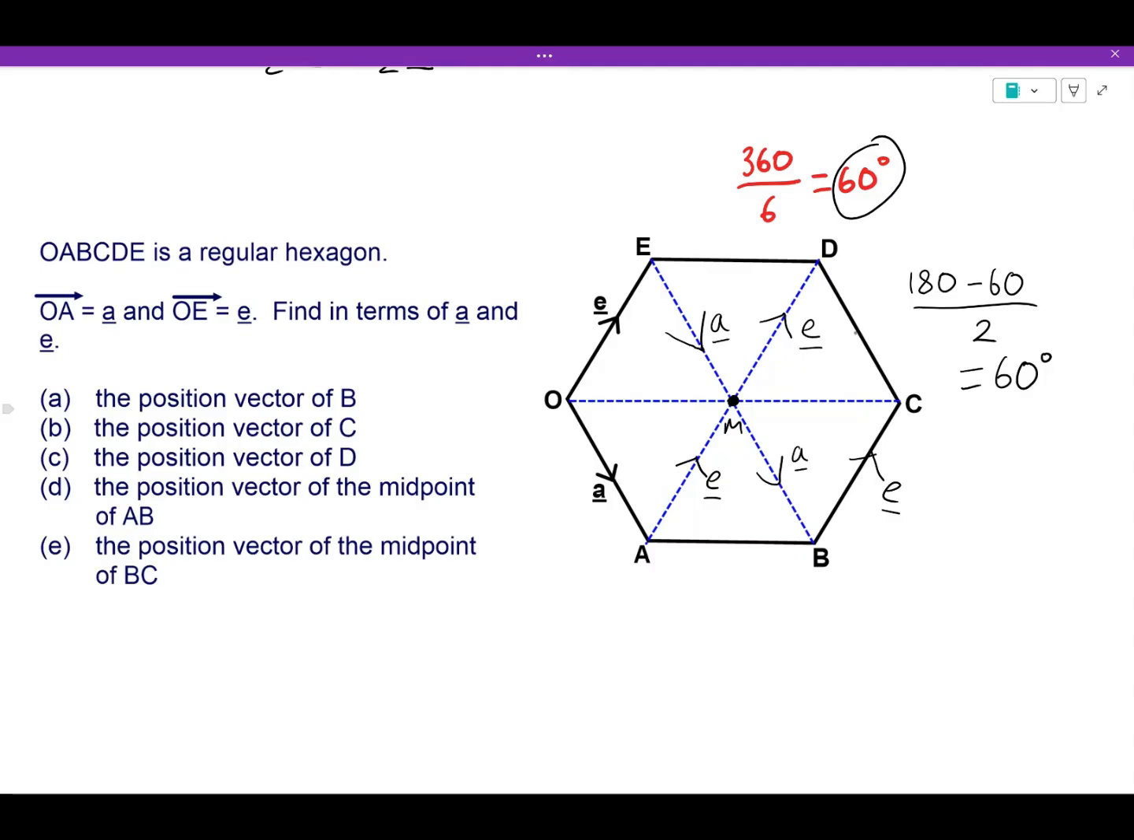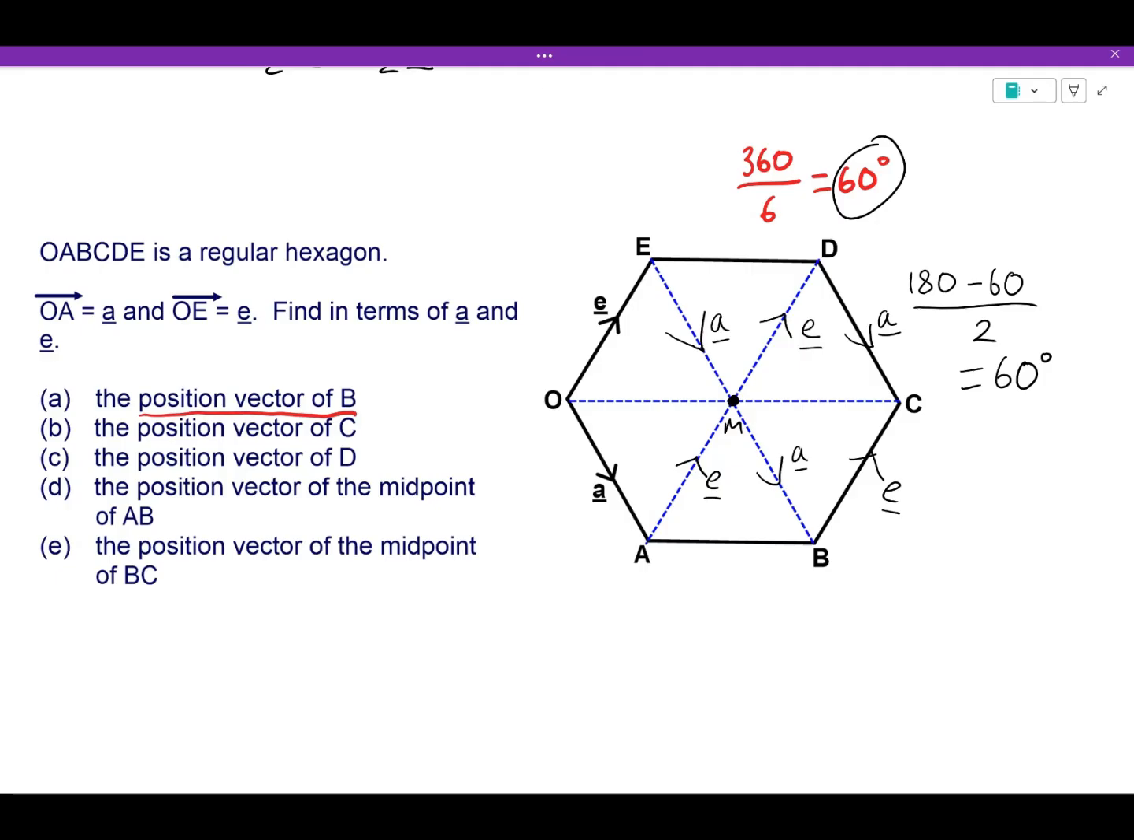And then also D to C would be equal to A. So I managed to fill in a lot of vectors in my diagram that we can make use of. Now let's have a go at finding the vectors that I've been asked to find. So let's start with the position vector of B.